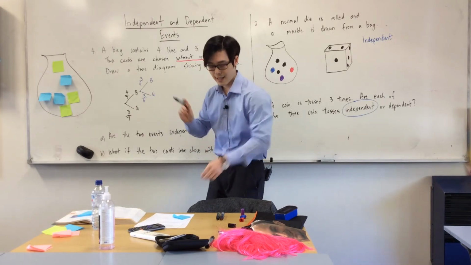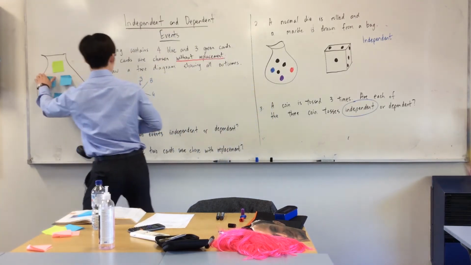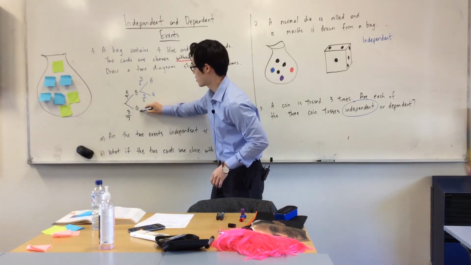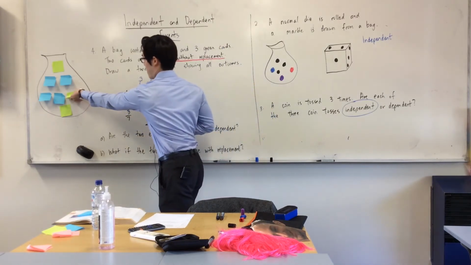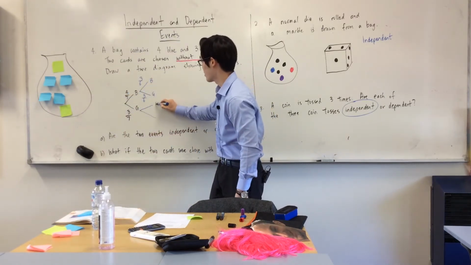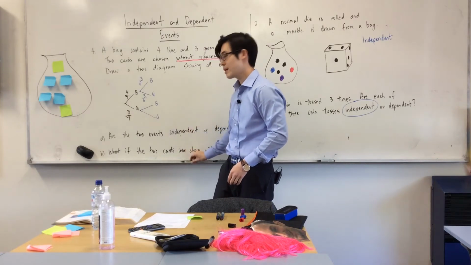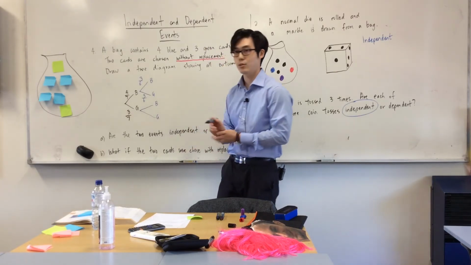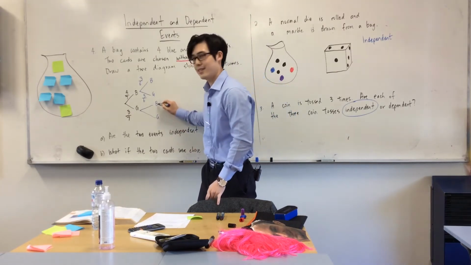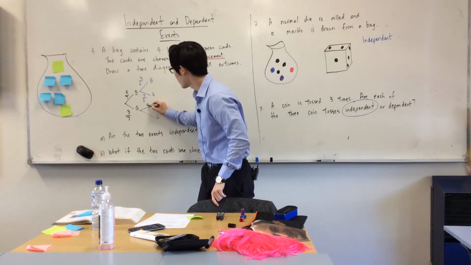Now let's go back to the beginning. Let's say this time I chose a green card. I still have blue or green to choose from, but this time how many blue cards do I have? Blue cards, 4 out of 6. Yep, 4 out of 6.